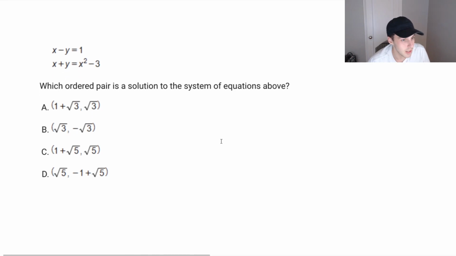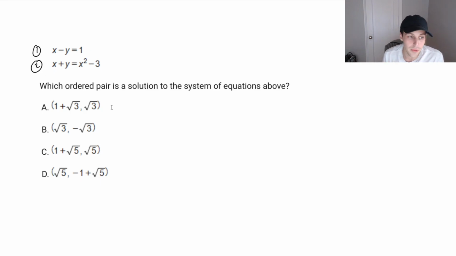Okay, last but not least, we've got 2 equations here, number 1 and number 2. Which ordered pair is a solution to the system of equations above? Whenever we've got these roots in our equations, it's going to be a lot more annoying to plug this into Desmos or graph it, because often they give us decimal values. They don't give us the exact value. Exact values are a lot more powerful when we can do them by hand.